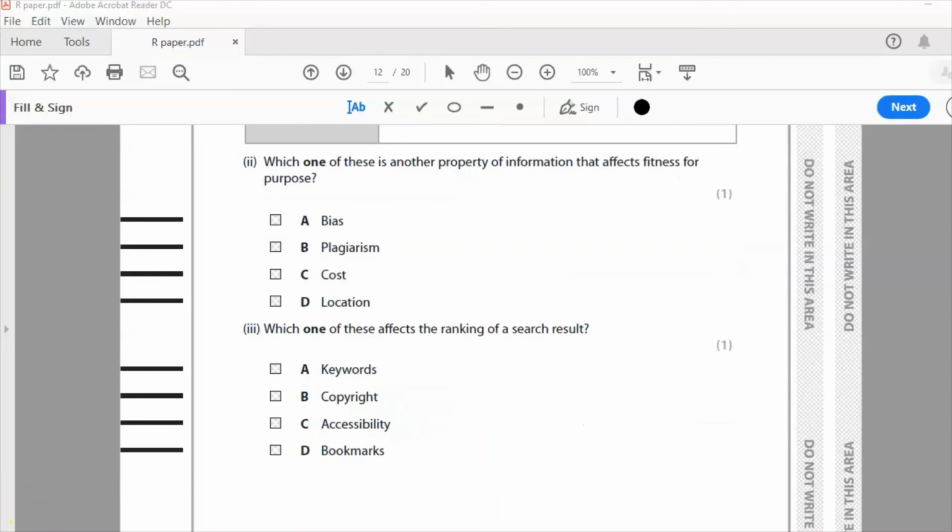Number 2. Which one of these is the property of information that affects fitness for purpose? The bias, plagiarism, cost, or location? The answer here is bias. I'm not sure what bias means. It means one-sided. 3. Which one of these affects the ranking of search results? Is it keywords, copyright, accessibility, or bookmarks? The correct answer is A. How close are they as a match to the words typed in, the keywords? How close are they? So the answer is A.